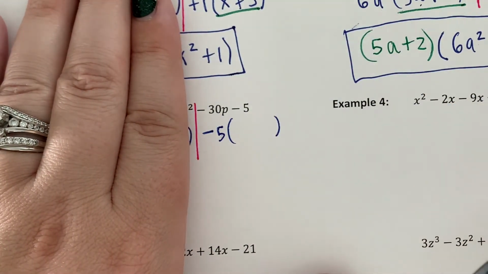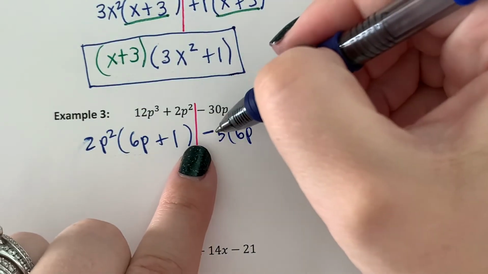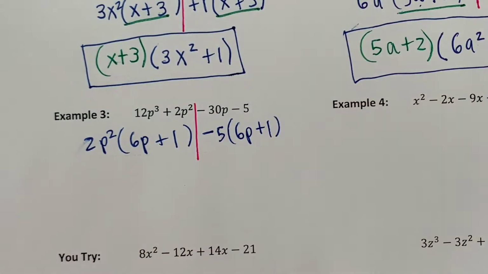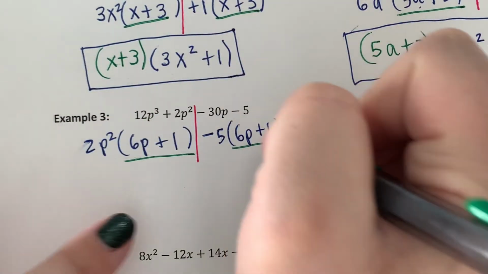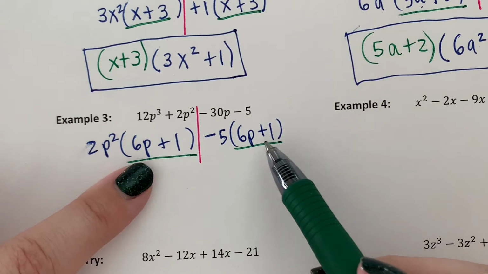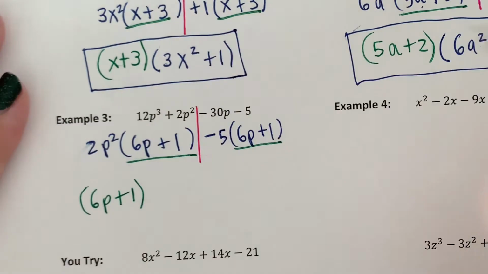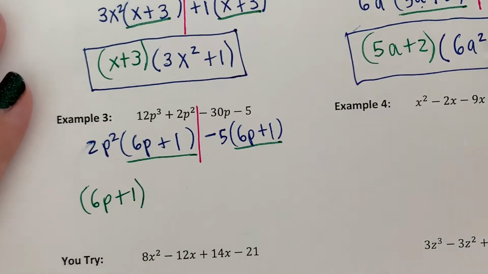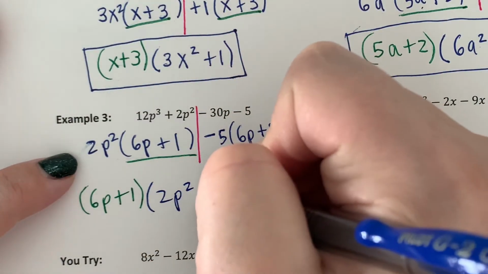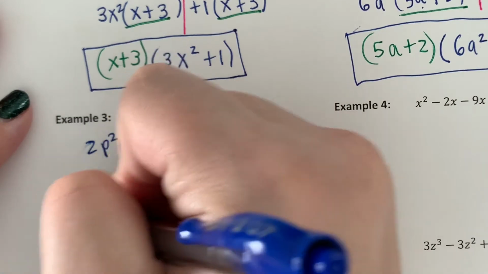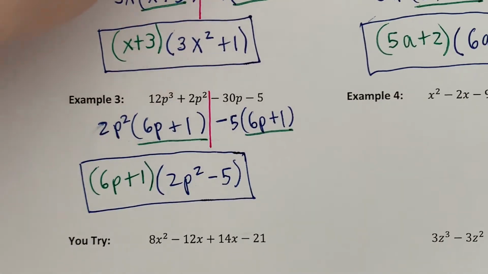Negative 5 times what gives me negative 30p? That would be 6p. And negative 5 times what gives me negative 5? That'd be positive 1. Well, good, because we do have a common polynomial factor here. 6p plus 1 matches. So last step, factor out that common polynomial factor. So here's one factor, 6p plus 1. And then our second factor would be our leftovers. So 2p squared and a negative 5. So those would be my 2 factors. We'll do one more example before you try some on your own.